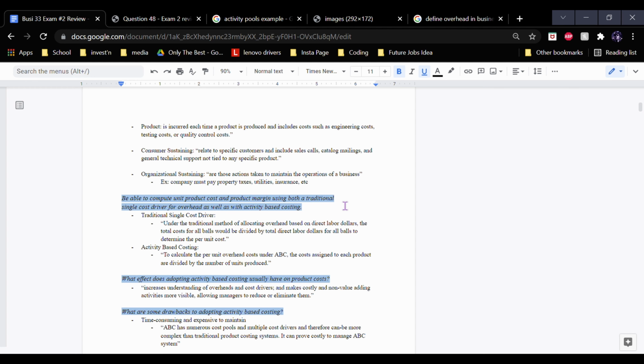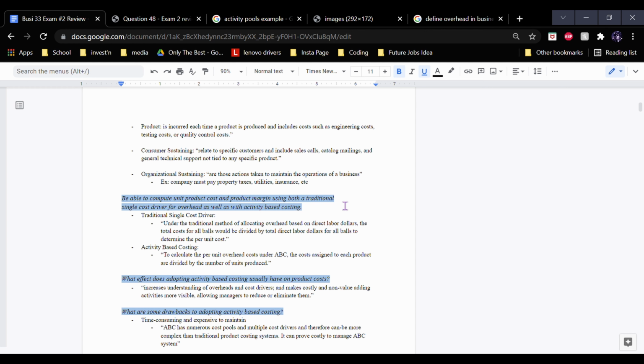Consumer sustaining relates to a specific consumer and includes sales calls, catalog mailings, and general technical support not tied to any specific product. So this is to the company as a whole. So the company as a whole can be consumer sustaining.